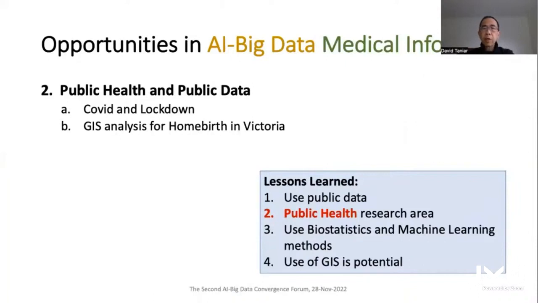The lessons that we learned from this public data and public health is, of course, we use public data, so it is easier compared to the first one, which is private data. And we use biostatistics and machine learning methods to actually analyze and then present to the public, and hopefully it will be useful for decision making. Okay, and we also realized the potential of GIS, analyze the map.